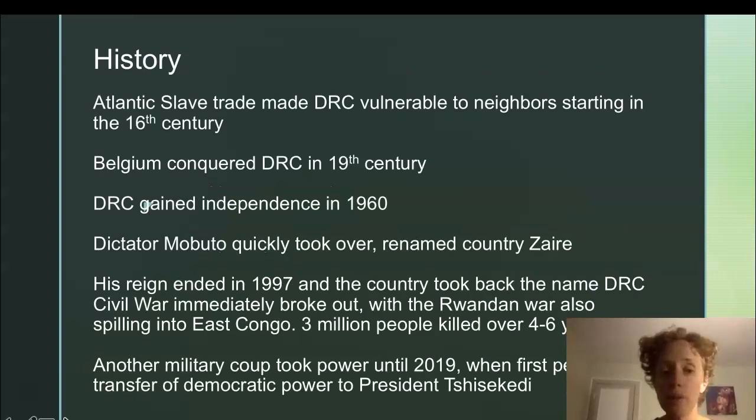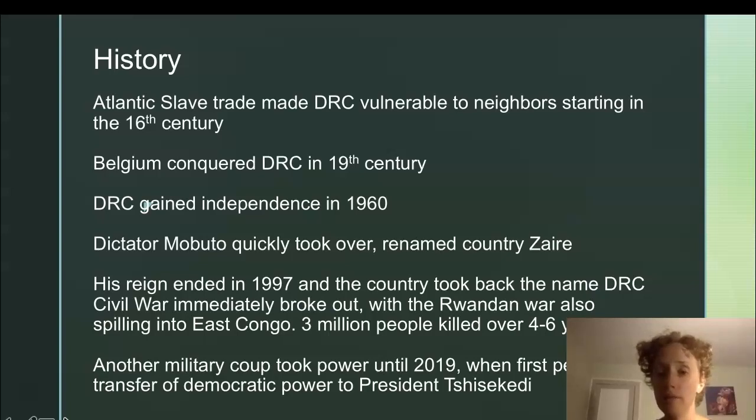The history of the Democratic Republic of the Congo is important when looking at the Ebola outbreak because there are so many socio-political variables that are going into making this the second worst Ebola outbreak in the world. The Atlantic slave trade in the 16th century made Democratic Republic of the Congo vulnerable to its neighbors. So there had always been sort of warlords and fights for property and that kind of thing. But the fact that the slave trade came in and made it so much more profitable, and that profit was off of the backs of human beings, meant that the territorial wars and the wars for power became much more severe and much more nasty.